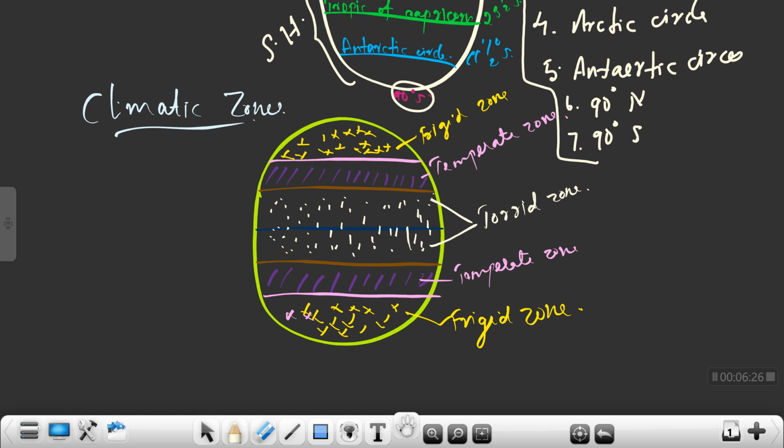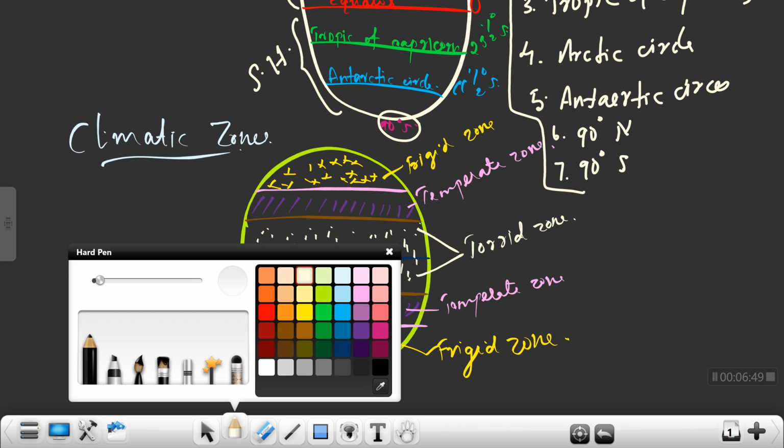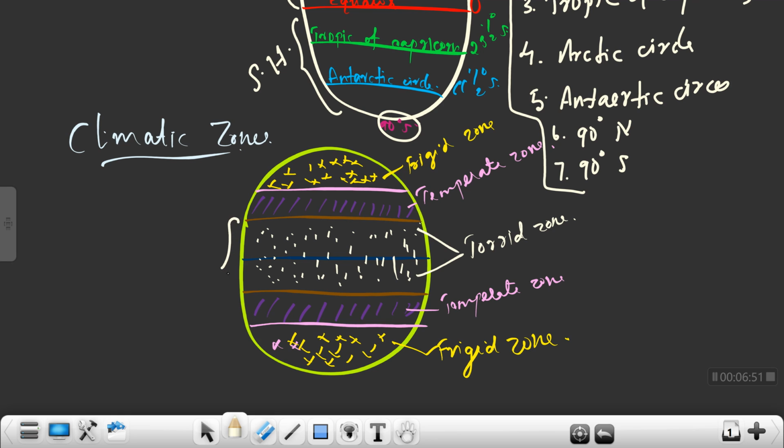The first one is the torrid zone. The area lying between the Tropic of Cancer, that is 23.5 degrees north, and the Tropic of Capricorn, 23.5 degrees south, is known as the torrid zone. That means from here to here, 23.5 degrees north to 23.5 degrees south, this portion is known as the torrid zone.